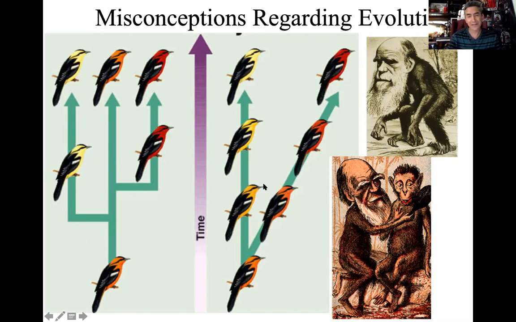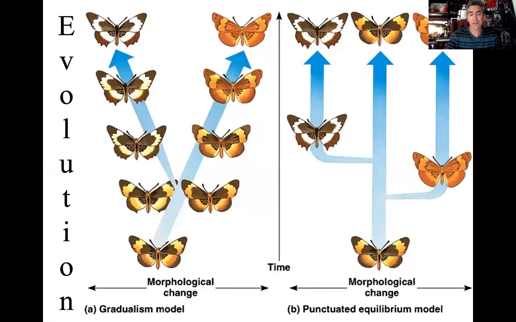On the right, this is not how we've ever recognized the evolution that happens. So this bird didn't come from this bird necessarily. This bird didn't change into the red bird. This bird stayed the orange bird, but its genome, its genetic information was affected in such a way that a new evolutionary trajectory was developed. So incorrect on the left, correct on the right. Same kind of idea, this punctuated equilibrium model.